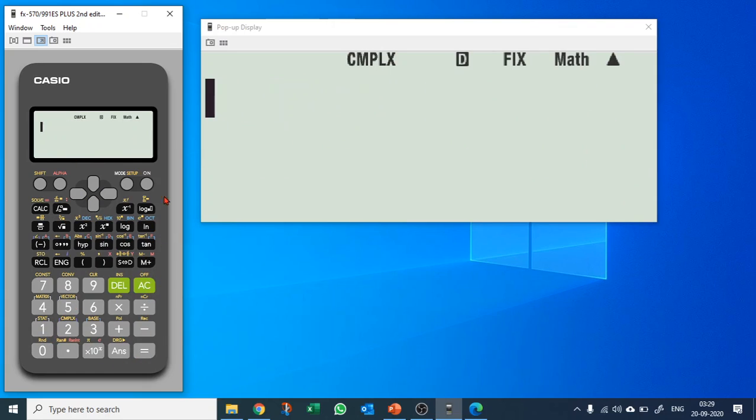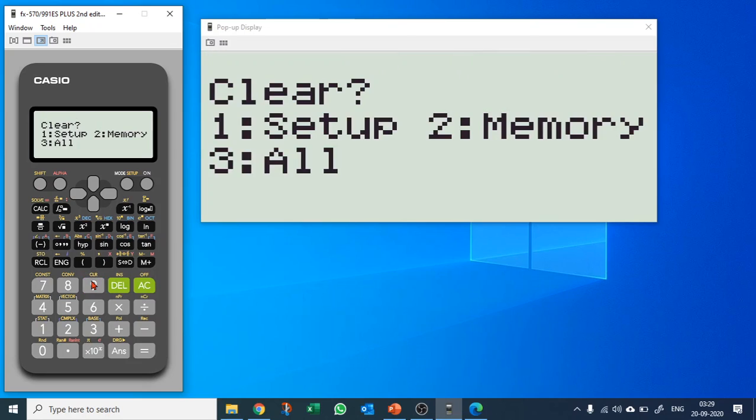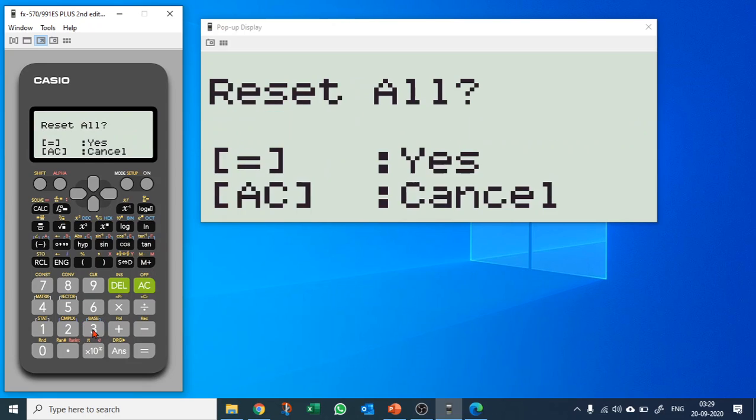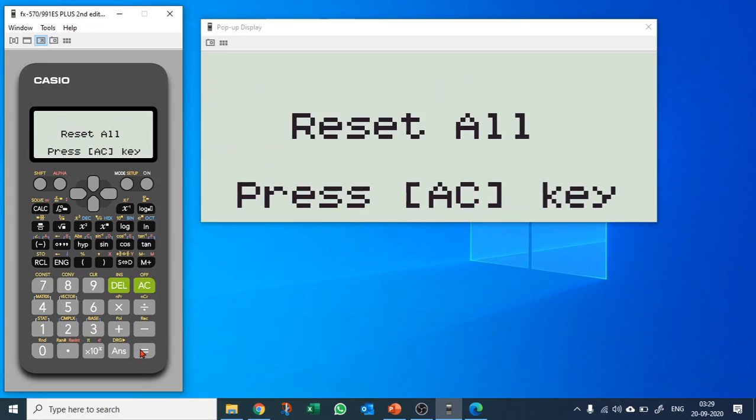Besides that you have the reset button, and reset is nothing but clear. You push shift and 9 and it gives you an option whether you want to clear your setup or memory. Setup is all the needful settings here. Memory is if you put in any values in A, B, C, D, E, F, X, Y, or M, or if you would like to clear everything. I would suggest you clear everything, all, hit equals to, and it resets your calculator.